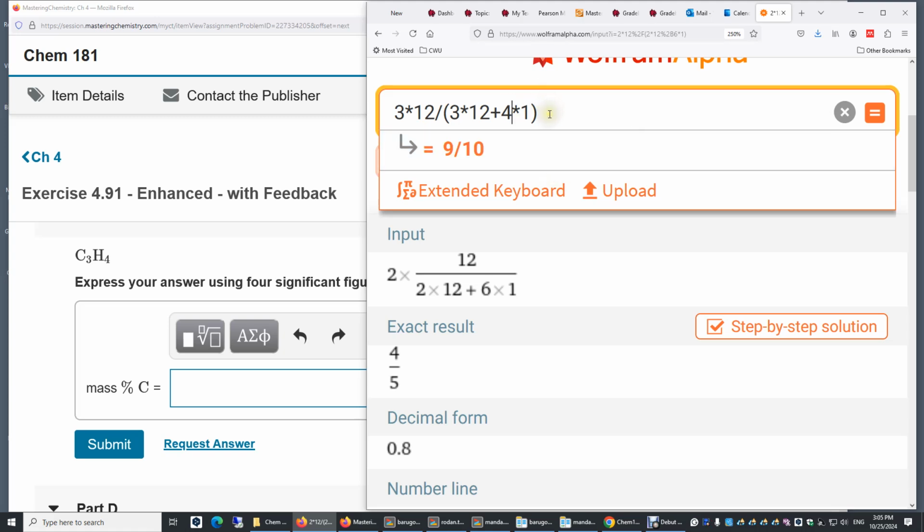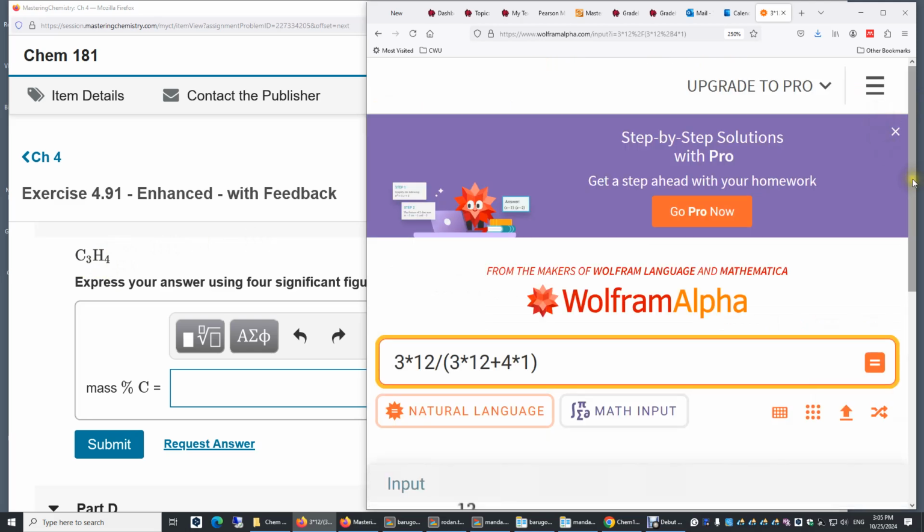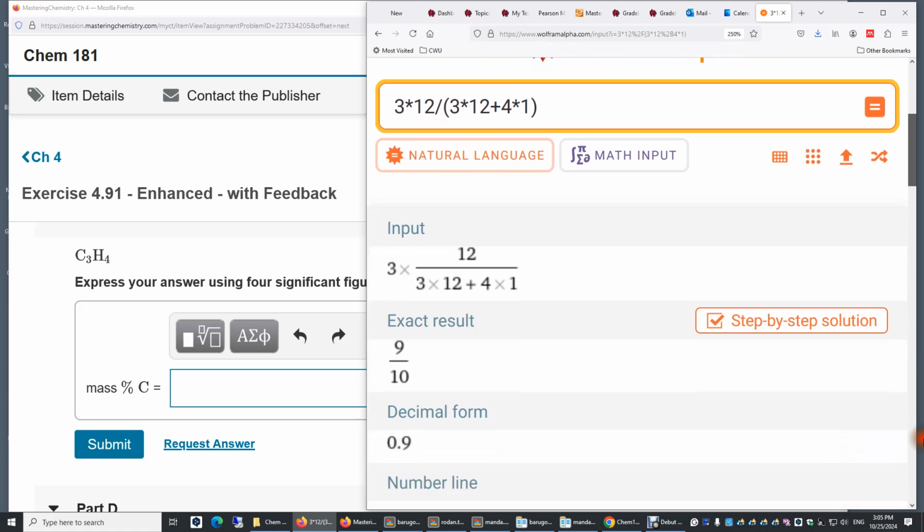Again, I was just assuming we have 1 mole of such molecules, and then we compute the mass percentage of carbon. What if you have 2 moles? It's the same thing, because in 2 moles of such molecules, you double the amount of carbon, but at the same time you double the amount of hydrogen. Alright, let's take a look. It's 90%.